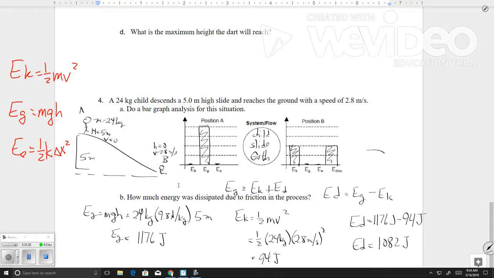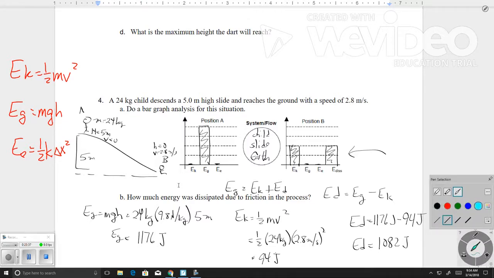So this original bar graph isn't entirely accurate. If I was going to change that to make it more accurate, you don't have to do this, but the dissipated energy would be more like up here, and the kinetic energy would be just a little slice that was left there.